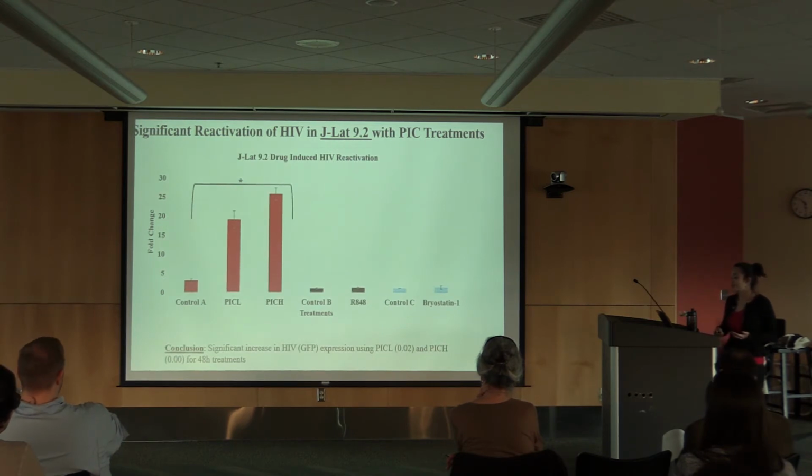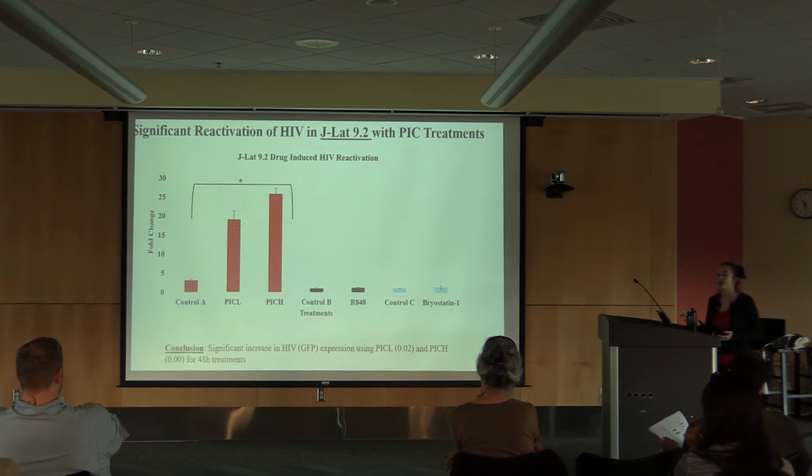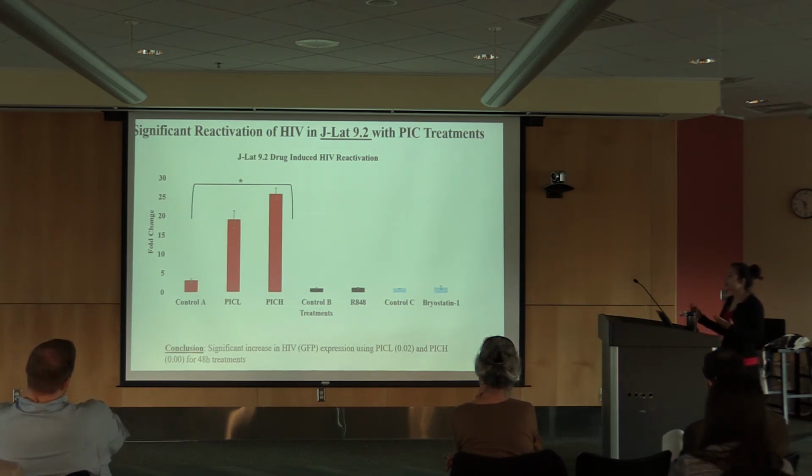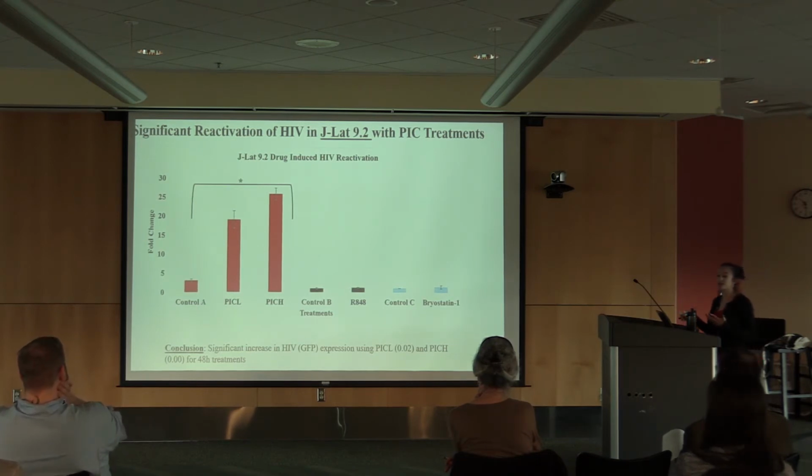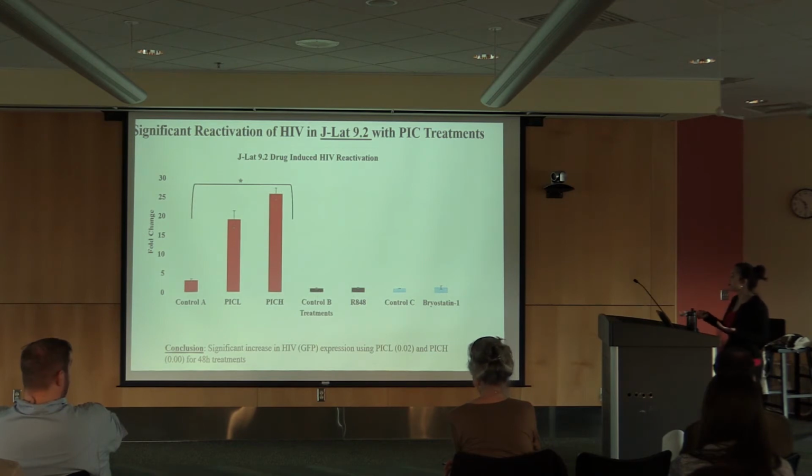Okay, so this is looking at HIV reactivation in JLAT 9.2s, that full-length cell line. It's exactly the same thing. We're looking at flow cytometry versus the treatments, except these cells are treated for 48 hours compared to the JLATs, which reactivate in 24 hours. Again, we are seeing significant reactivation when treating the cells with poly-IC high and low molecular weight.